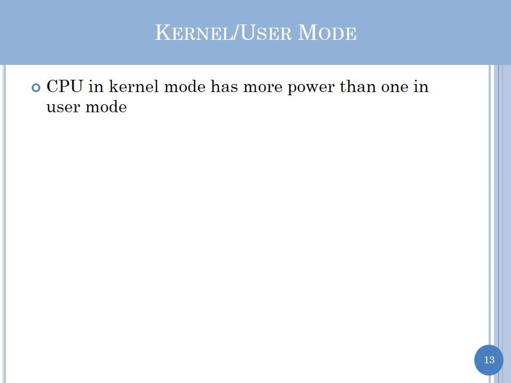Okay, so the CPU in kernel mode has more power than in user mode. And what kind of things can it do in kernel mode that it can't do in user mode? Some examples? Based on what we know already? Many things.